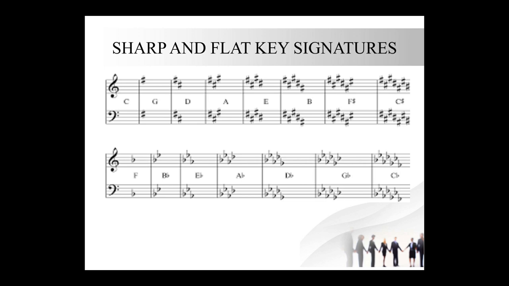So let's look at the flat keys now. With the one flat on B flat, that's the third line on the treble staff, and then the second line of the bass staff is F. So two flats, that's B flat and E flat, will give you B flat major. B flat, E flat, A flat will give you E flat major.